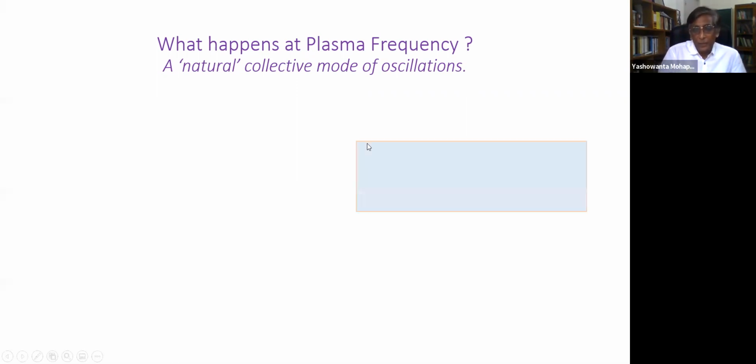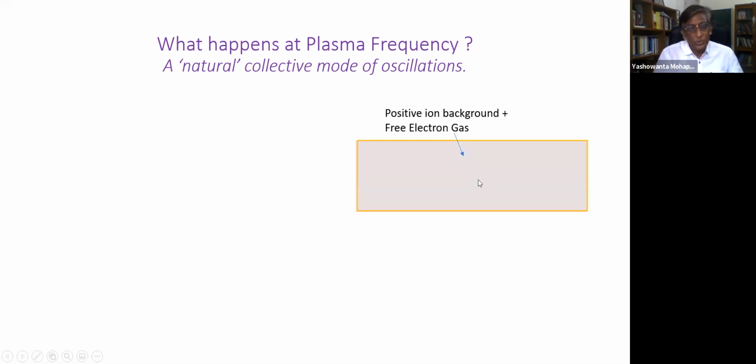Let me explain. Let's consider a piece of conductor which is neutral, in which a positive ion background is there, and the free electron gas is also there. So there is the positive ion background, and on top I am putting the gas, and it is neutral. In all metals, the conduction electrons are negative and the ions are positive, so the whole sample appears neutral. But the positive ions are fixed in their places. They can't move, except they can vibrate a little bit, whereas the electrons are all over the place and they are moving. That is the conception of the conductor that we have.